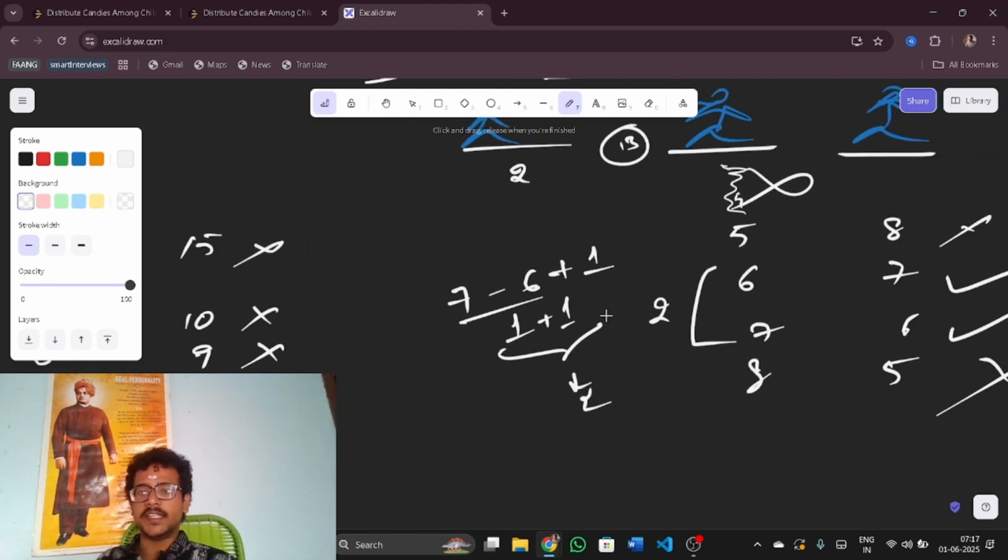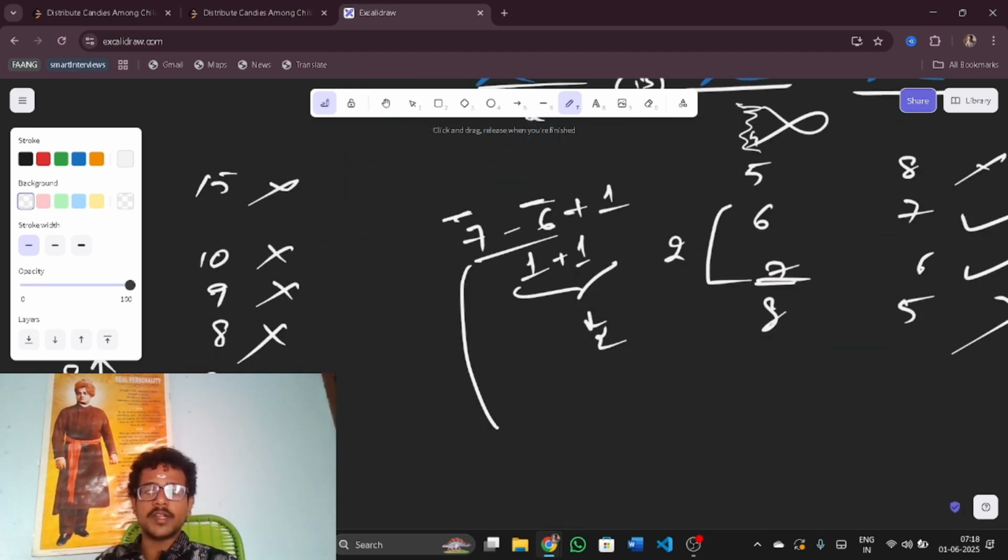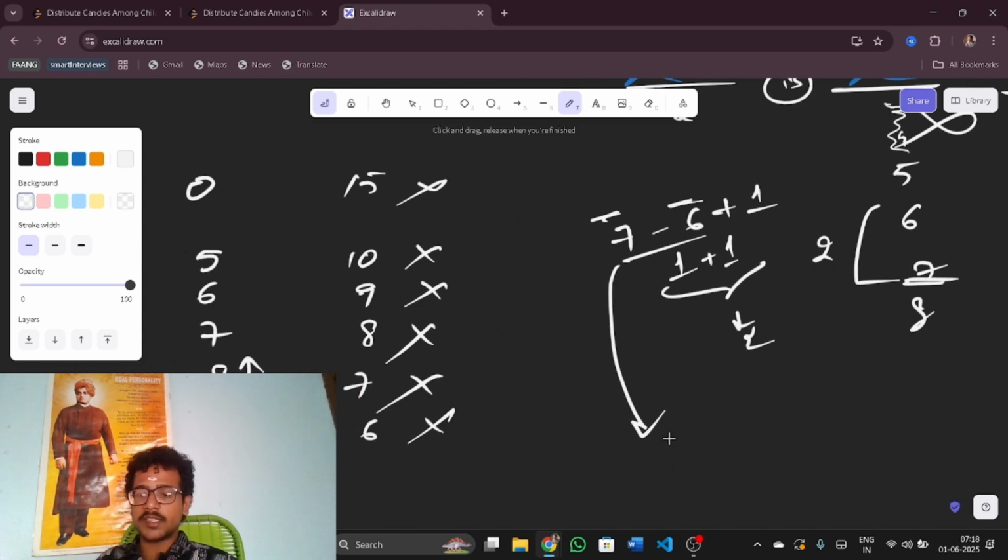Now, let us see what is happening here. What is 7? What is 6? 7 is nothing but, it is not 8. Why is it not 8? Why is it not 9? Why is it not 10? 7 is nothing but our limit. So this number is nothing but the maximum. Let me name it as maximum. The maximum number of candies that I can give to a child is the minimum of limit comma n.